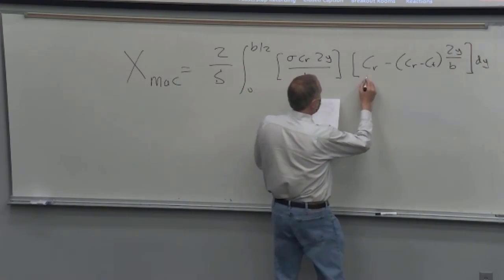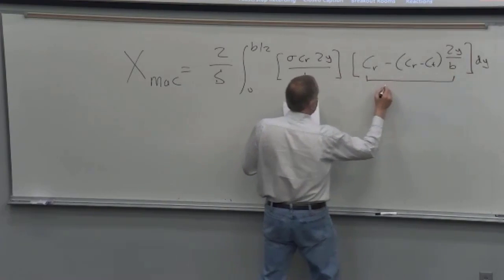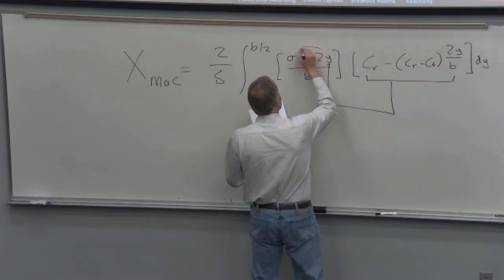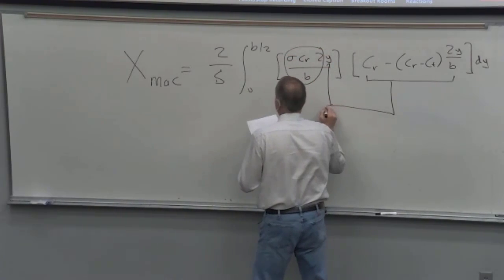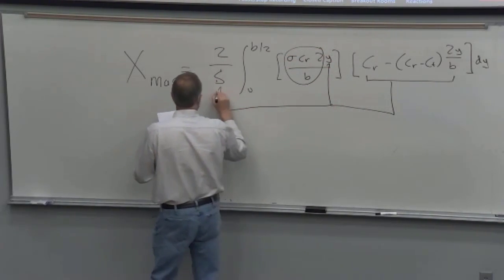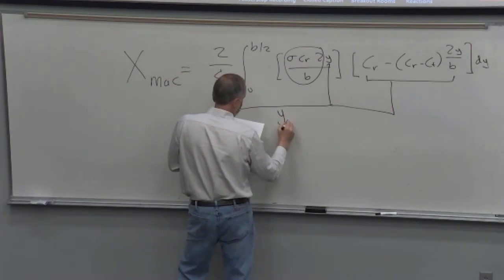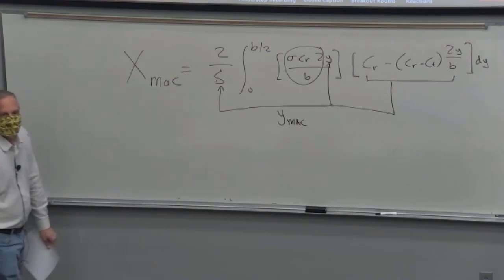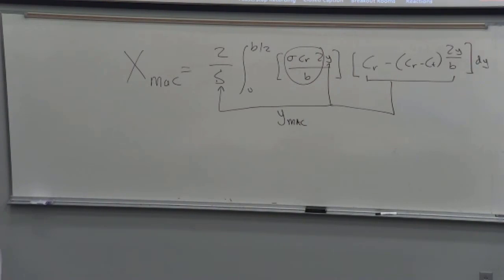So if you look at this thing here, and just the Y, so you leave out this stuff, and this, that is the formula for YMAC. So that's a hint for the shortcut. You've already done YMAC. So you can quickly get this without going through the whole page.